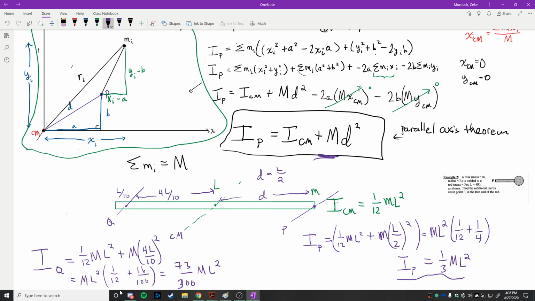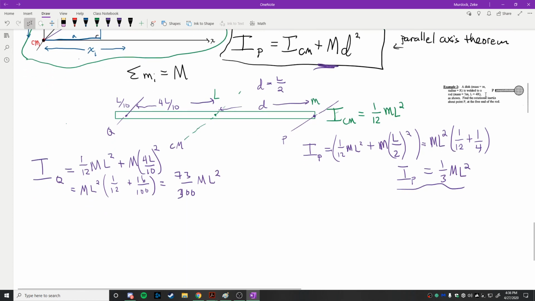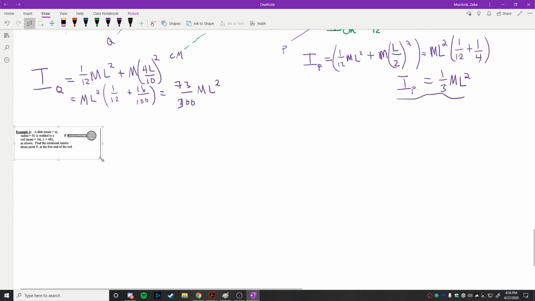Yep, 73 over 300. Okay, do you guys have any questions? If you know the moment of inertia about the center of mass, the parallel axis theorem can tell you the moment of inertia about any other axis parallel to the center of mass axis. Does that make sense to you guys? Let's do that for this problem.